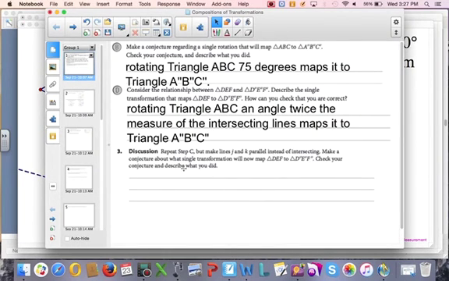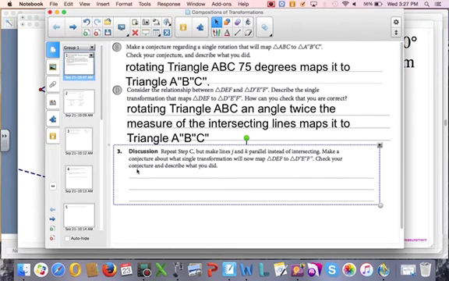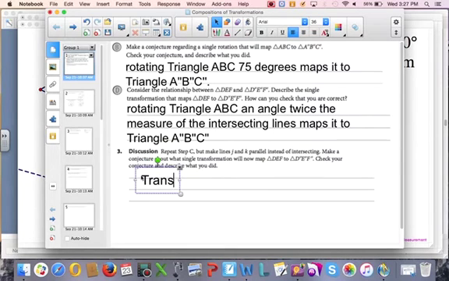Okay, so make a conjecture about what single transformation will now map triangle DEF to D double prime, E double prime, F double prime. And it's going to be a translation.